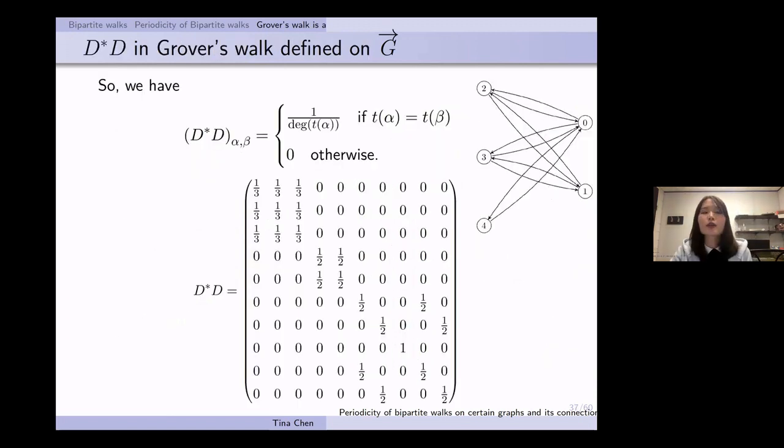Okay, now that we know what D is, we know D star D will be a matrix whose rows and columns are indexed by the arcs of your directed graph. If two arcs alpha and beta share the same tail, then the alpha beta entry of D star D will have the value 1 over the degree of this shared tail, and 0 otherwise. And this is the D star D of the directed graph here, the same directed graph I showed you before.